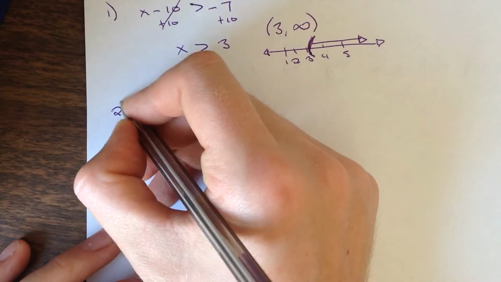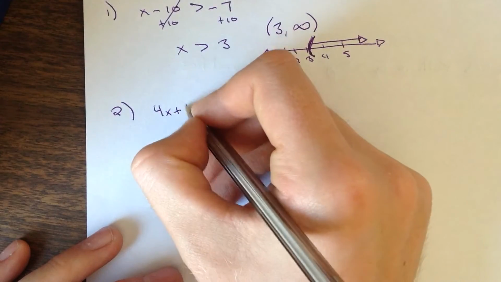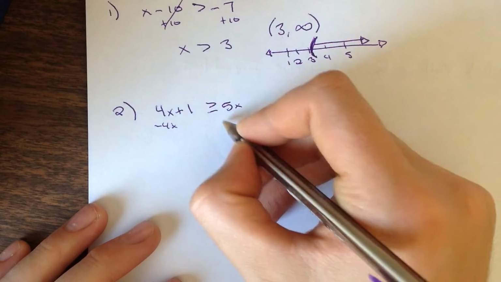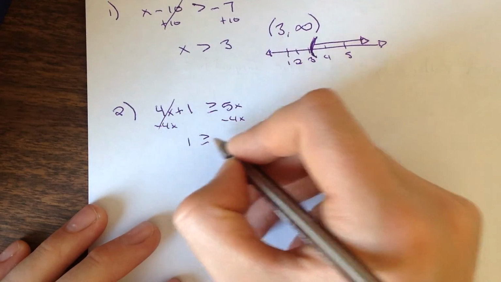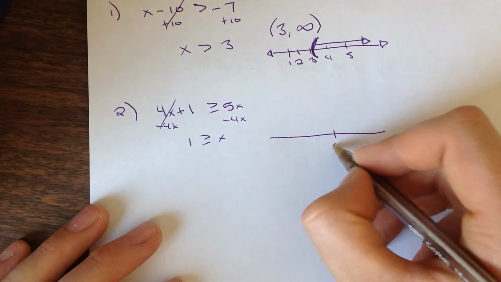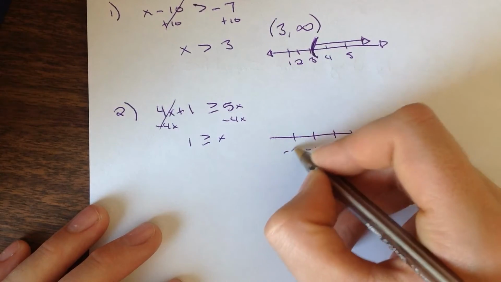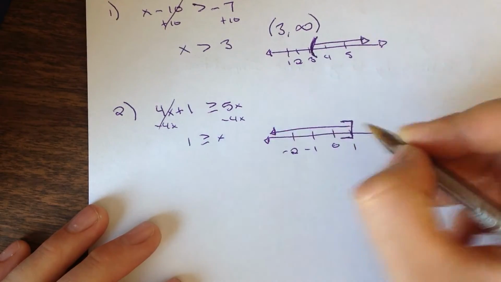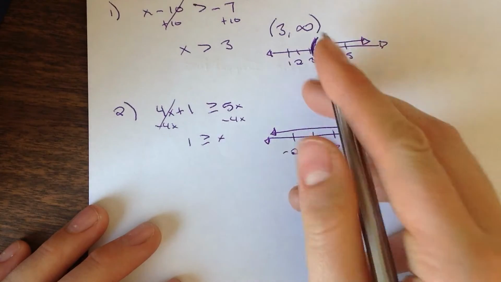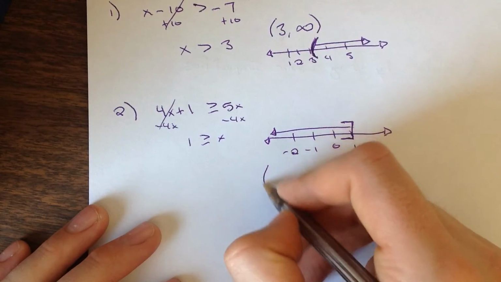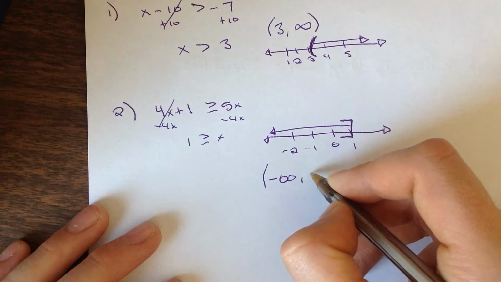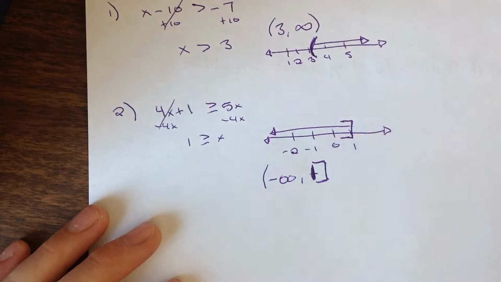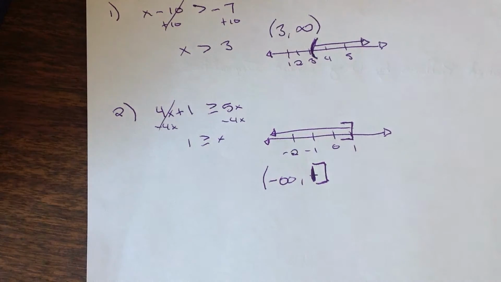Or if we're given something like 4x plus 1 is greater than or equal to 5x, subtracting 4x from both sides, we end up with x less than or equal to 1. So hard bracket, anything less than is what we want. In terms of a set like this, we would say anything before 1 is from negative infinity up till 1. Hard bracket, because we can also be equal to 1.